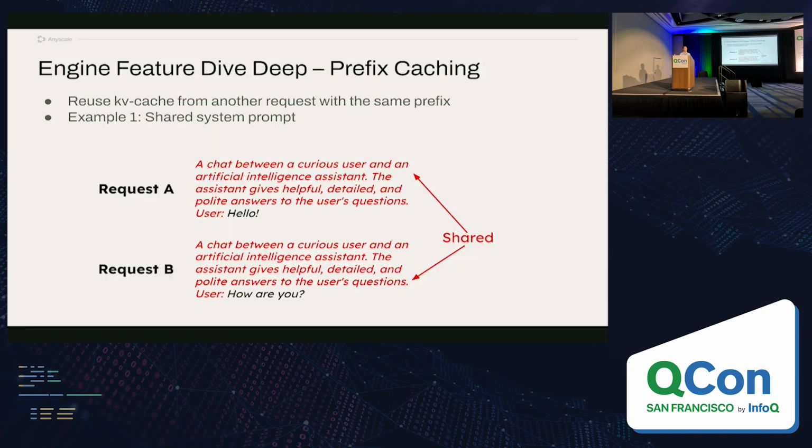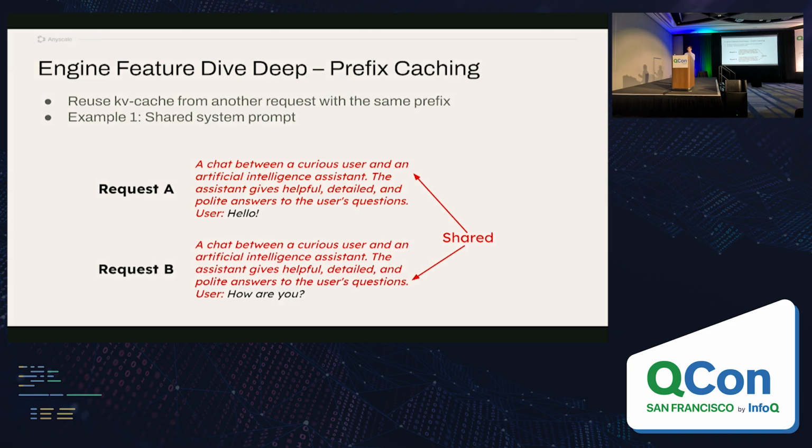So the next feature I want to introduce is prefix caching. This is basically very straightforward. We want to reuse the KV cache from another request with the same prefix so that we don't have to compute the same hidden state for the same tokens again and again. There are two obvious examples where prefix caching can help a lot.